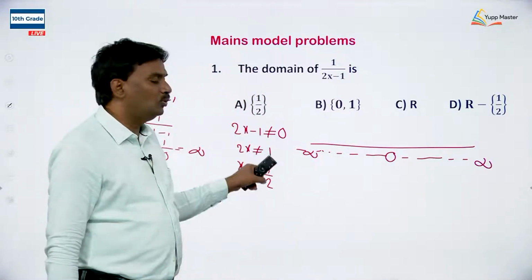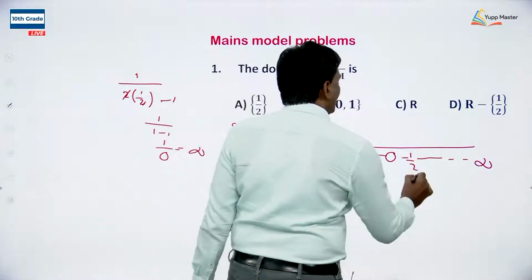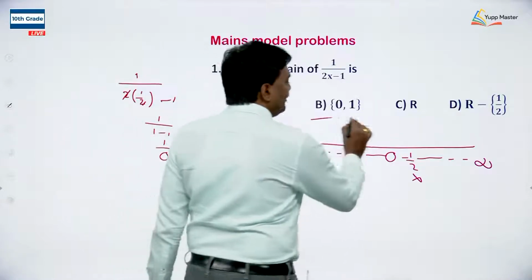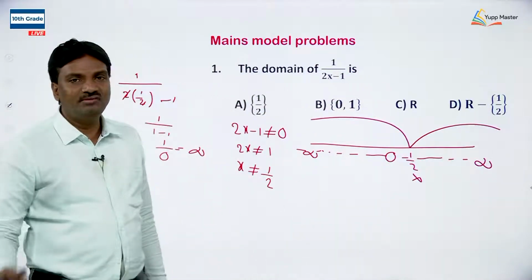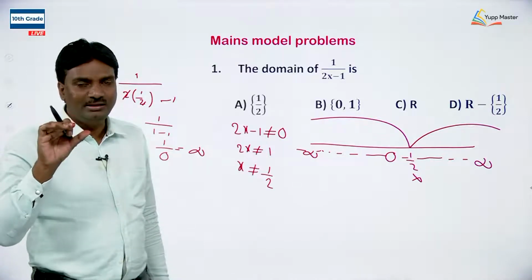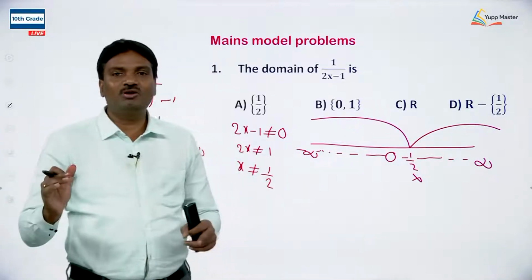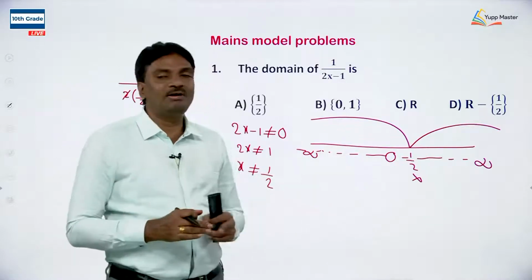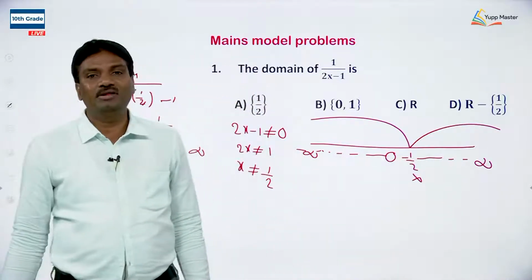So, here do not consider 1 by 2, 1 by 2 is nothing but 0.5. Except 1 by 2, you may take any value less than 1 by 2 or greater than 1 by 2 in place of x. On the real number line, at x equal to 1 by 2, except 1 by 2, you may take any value. Except 1 by 2 means you may take any value between minus infinity comma 1 by 2, or you may take any value from 1 by 2 comma infinity.